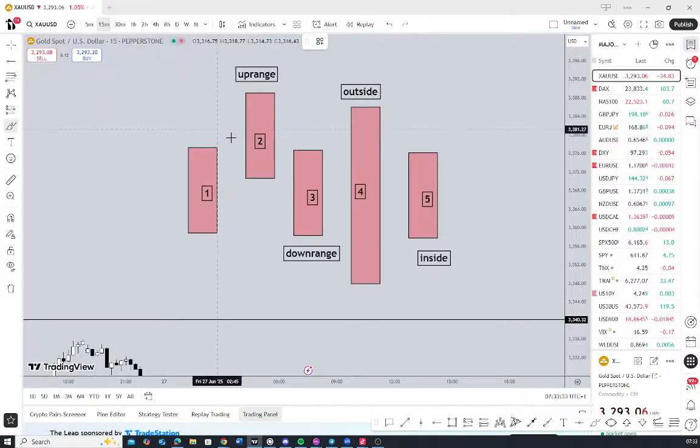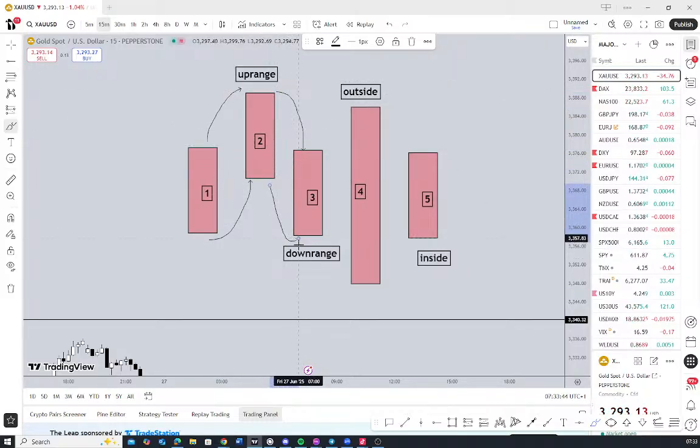Now, what I mean by this is candle 2 has a higher high and a higher low than candle 1. So it's an uprange candle. Candle 3 has a lower high and a lower low than candle 2, so it's a downrange. Candle 4 has a higher high and a lower low than candle 3. And last but not least, candle 5 has a lower high and a higher low than candle 4, and therefore it's an inside candle. That's it. Markets cannot do anything different other than those four candles. The only variable to that is how it closes.